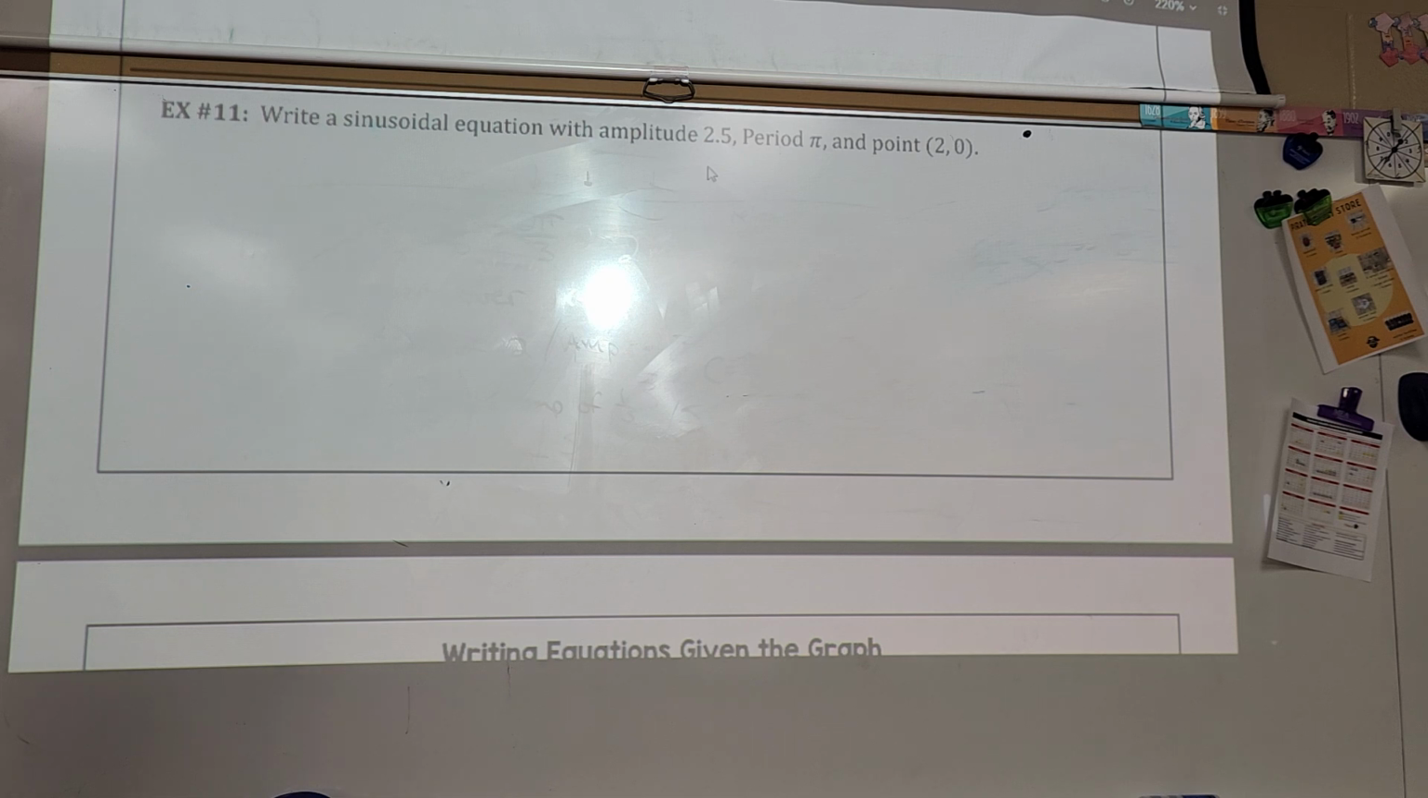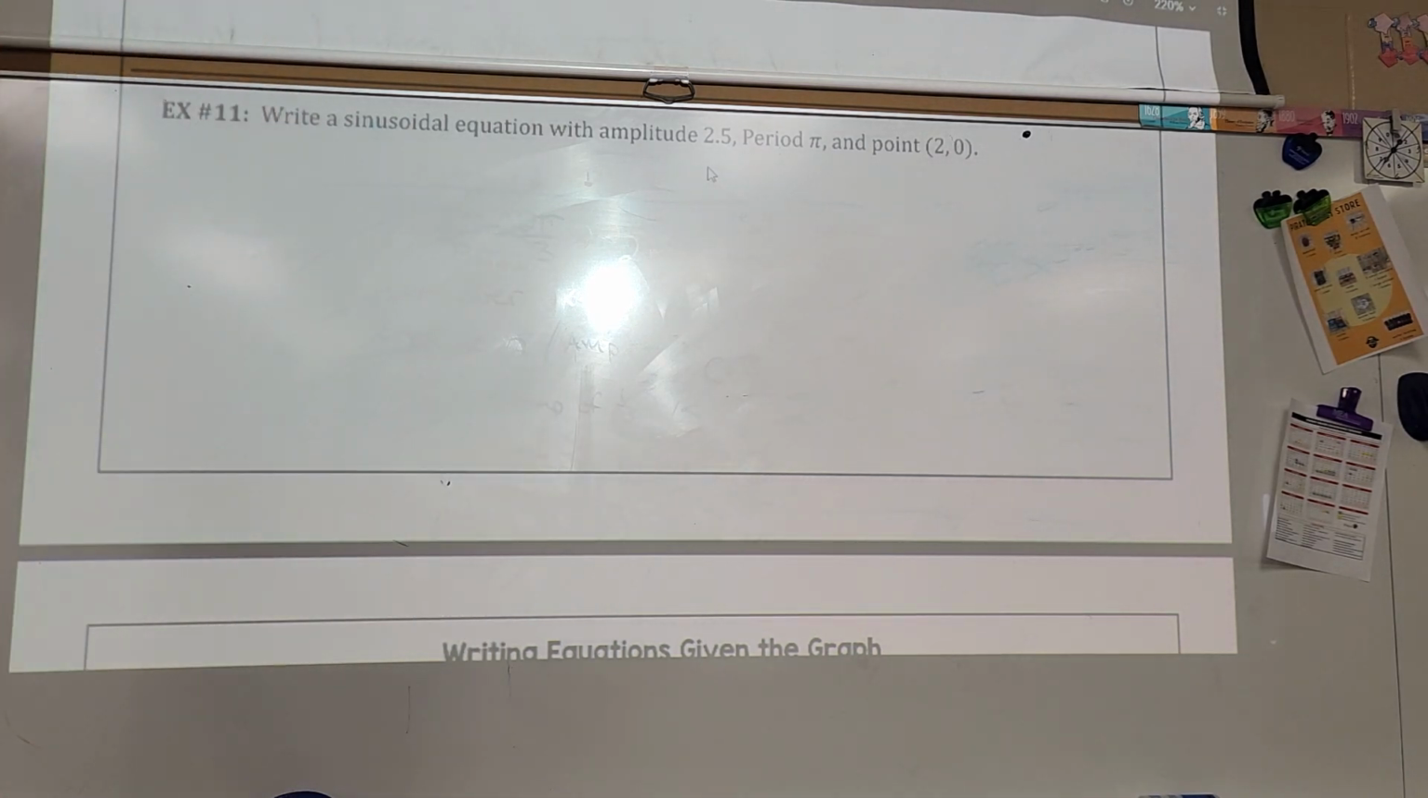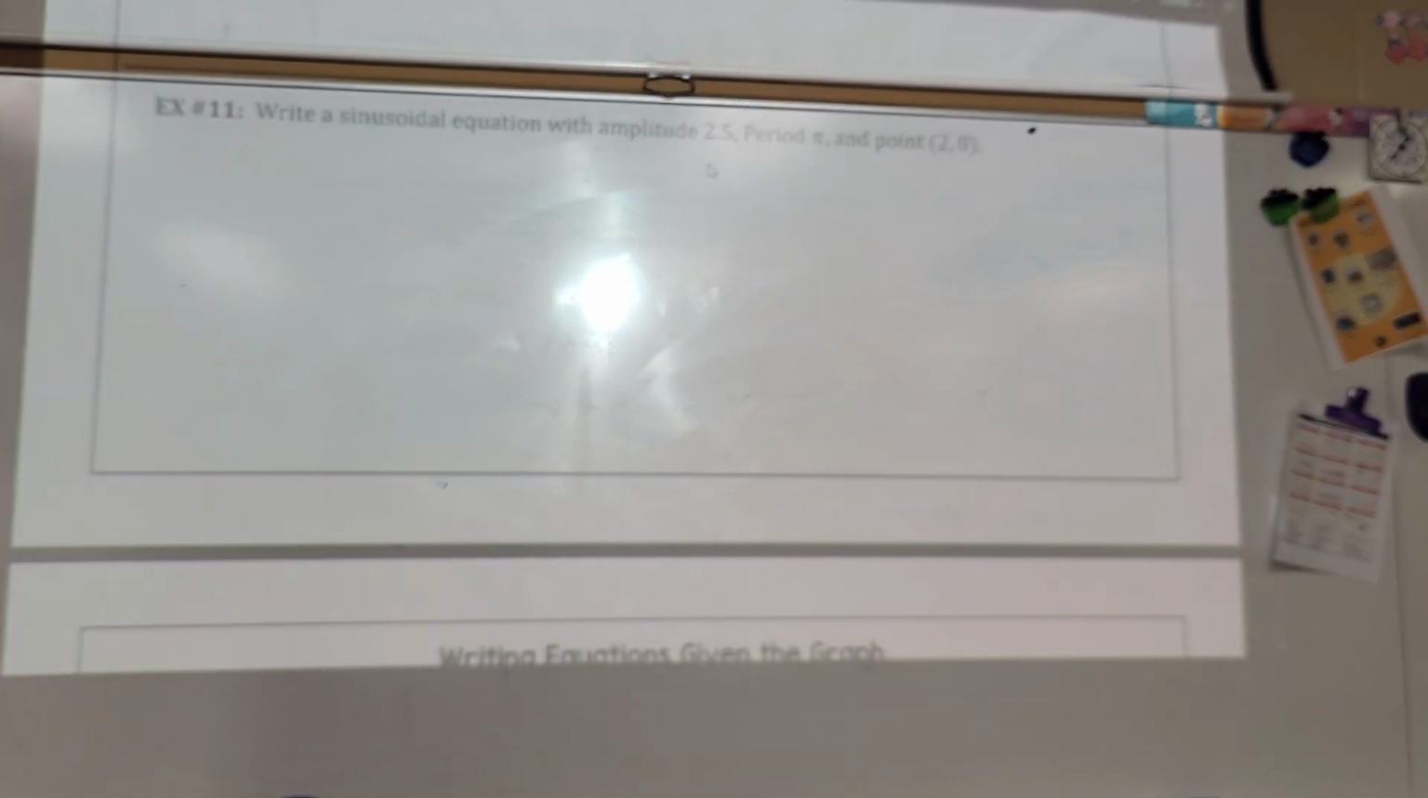Sinusoidal. So could I actually write this as cosine? I could. Could I write a sine? Yeah, both work, right? There's actually an infinite number of answers too because I could just shift it multiple ways. So when it says sinusoidal, it means cosine or sine. Which way do you want to do it? It doesn't matter. They're the same. Let's do sine, so it's a little bit easier.